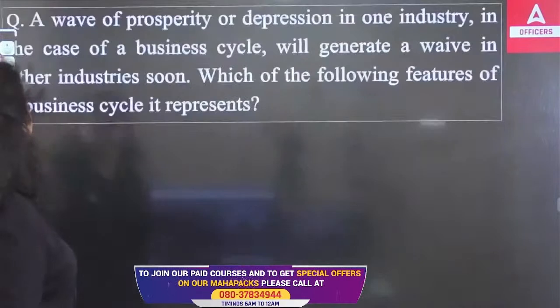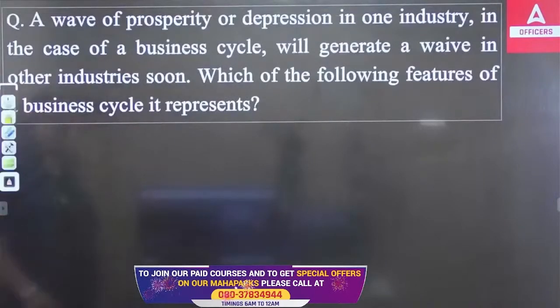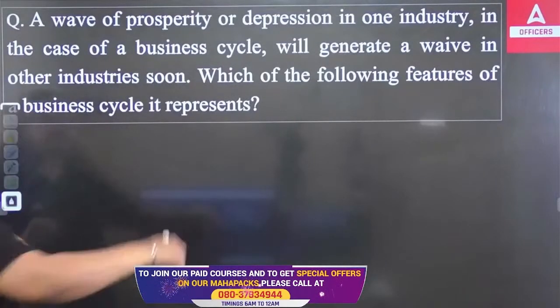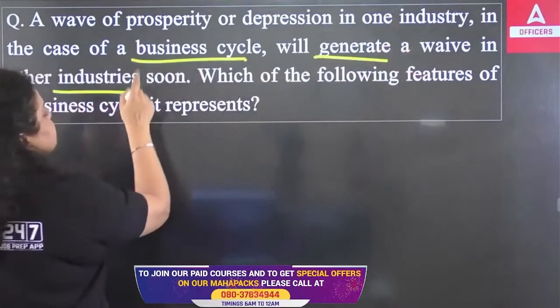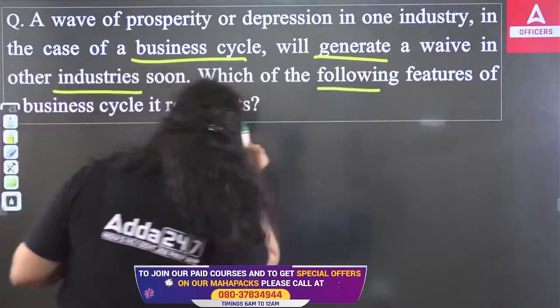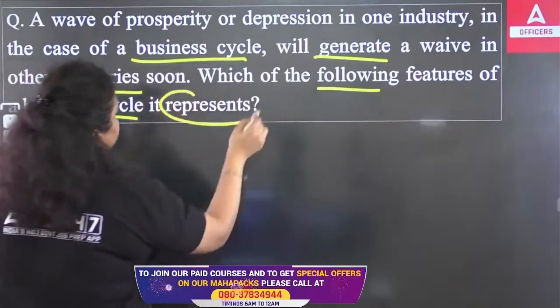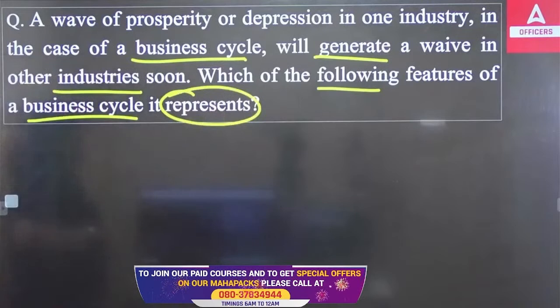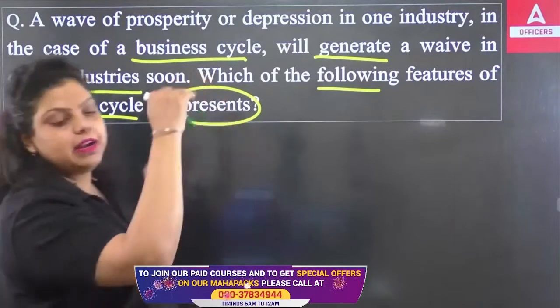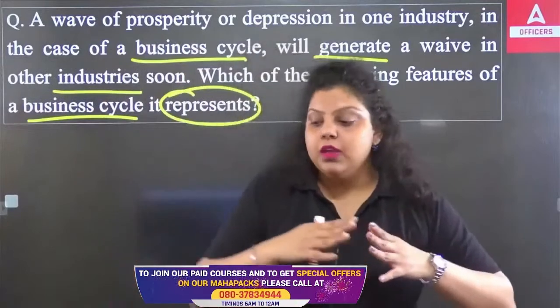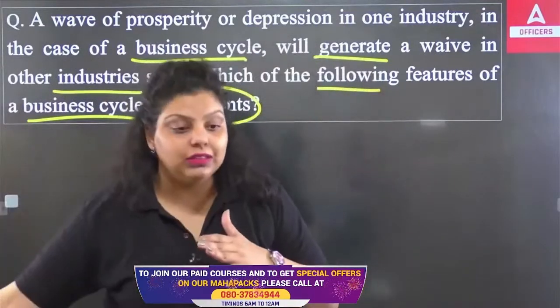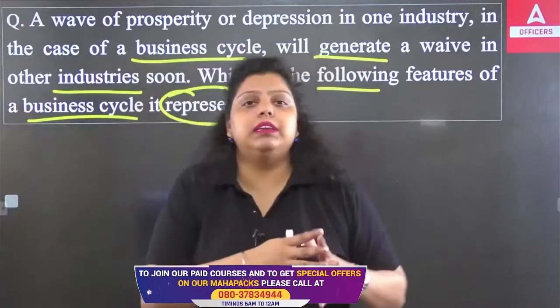Next. A wave of prosperity or depression in one industry in the case of a business cycle will soon generate a wave in other industries. Which of the following features of the business cycle does it represent? So you have to answer that in the business cycle there is a wave of prosperity or depression in one sector. Let's say one sector is facing a boom. It is going to impact the other industries in the same way.